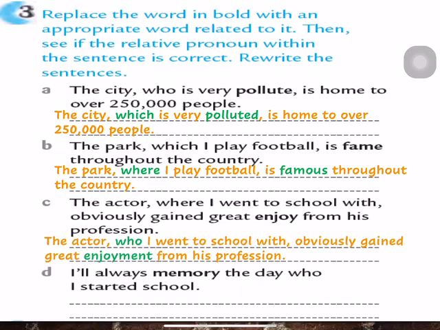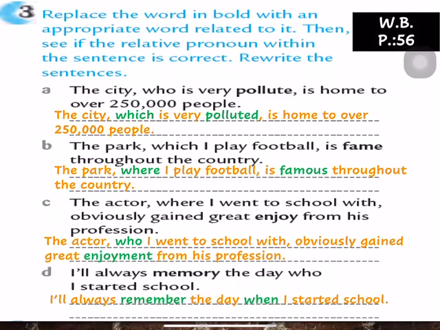D. I'll always memory the day who I started school. So here I can't use memory because I need a verb. So I will say memorize or remember the day. Of course, it's going to be when. So I always remember the day when I started school. Okay?